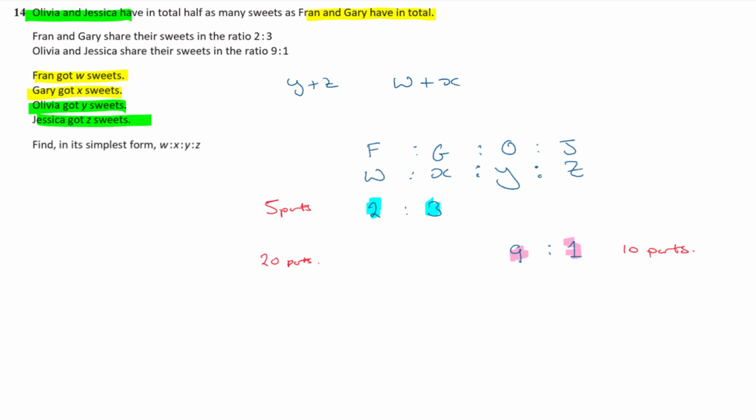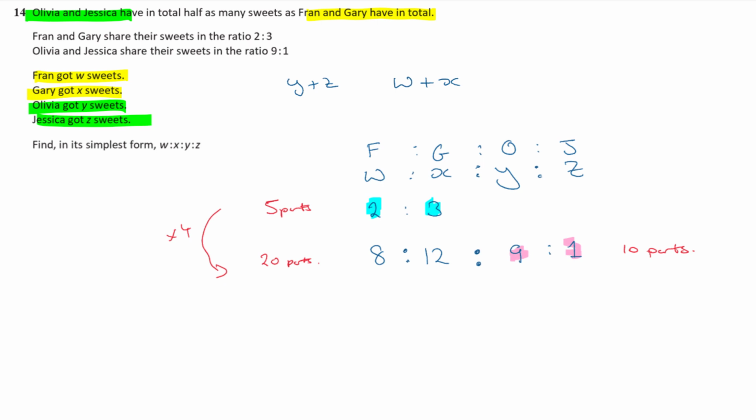Okay, so that means we need to scale up our Fran and Gary parts by a factor of 4. So if I multiply the ratio of 2 to 3, I'm going to get the ratio of 8 to 12. Now that should then match with the other two, because now we're in the ratio of 10 parts to 20 parts, which is twice as many for Fran and Gary as Olivia and Jessica got. Okay, so this then should be the complete ratio: Fran, Gary, Olivia, Jessica, 8, 12, 9 and 1.